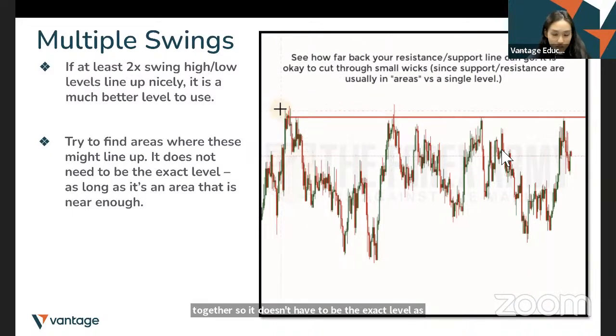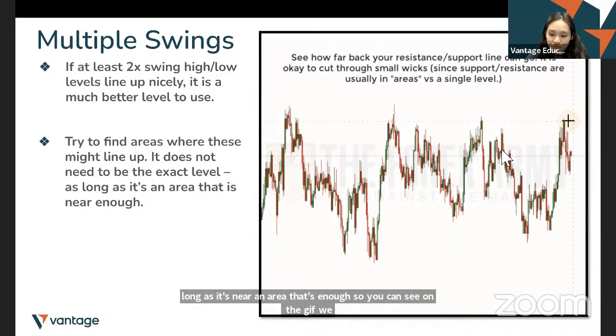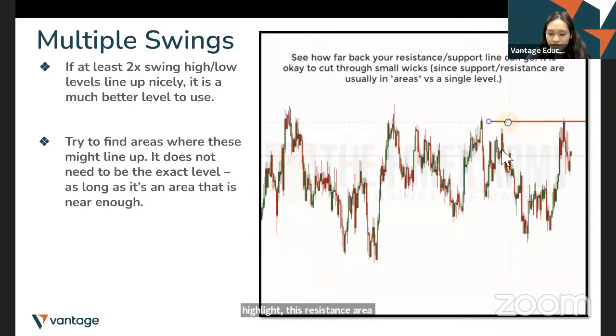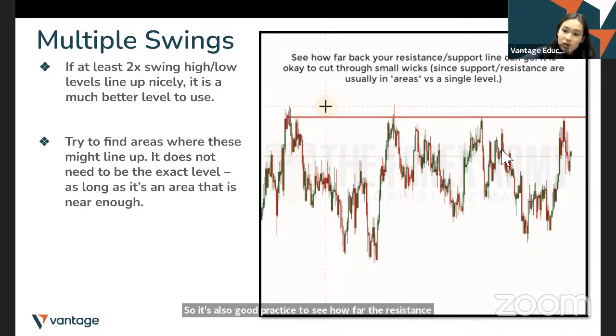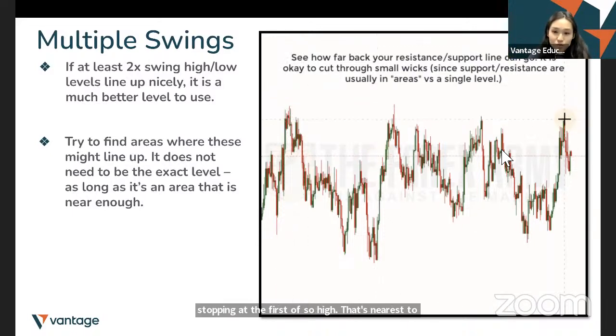So you can see on the GIF, we highlight this resistance area. So it's also good practice to see how far the resistance and support line can go. You can see instead of just stopping at the first swing high that's nearest to where current price is on the GIF, we've decided to pull it back as far back as we can go. And you can see we have four significant swing highs that line up nicely together that show you this is a really strong resistance area.